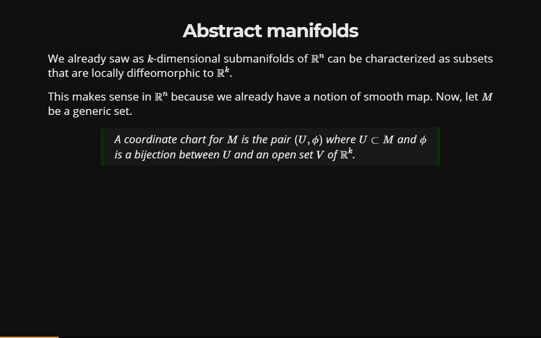A coordinate chart for M is a pair, a set and a function, where the set is a subset of M and the function is a bijection, a one-to-one correspondence between the set in M and some open set in Rk. Okay, this is a chart. It's called a coordinate chart because the function phi gives you coordinates on your points.